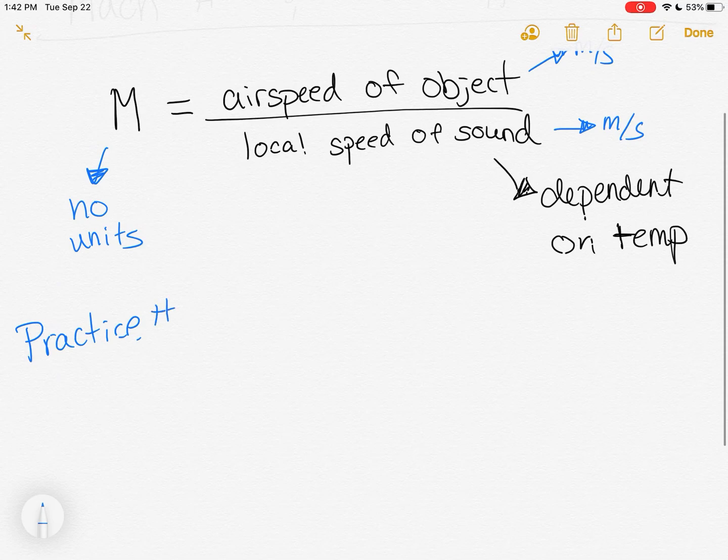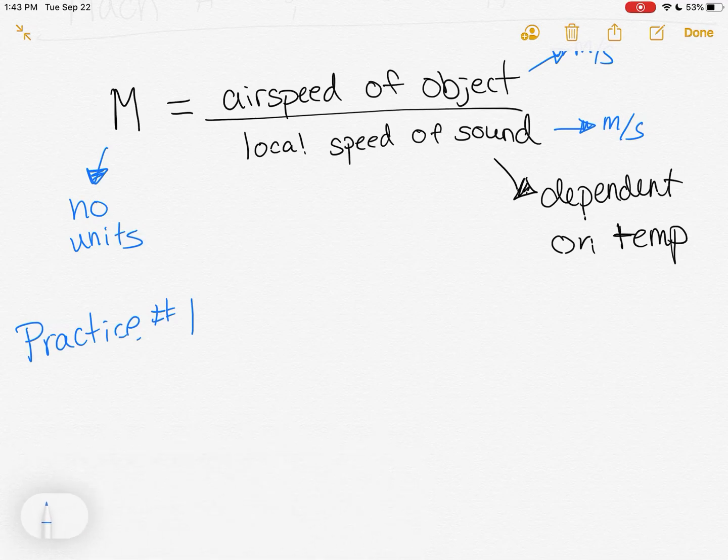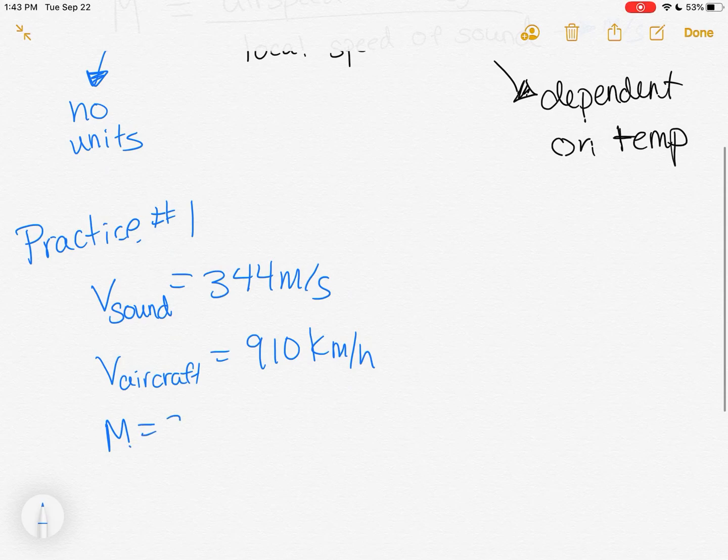All right, so we are going to do a practice. I think we're going to do 2 practice questions with Mach number. Oh, practice number 1, not number 2 yet. All right, so our speed of sound is 344 meters per second, so giving us the speed of sound to start with. And the speed of our aircraft is 910 kilometers per hour. And we want to try and find the Mach number. So the first thing that we want to do is we need to turn that 910 kilometers per hour into a speed in meters per second.